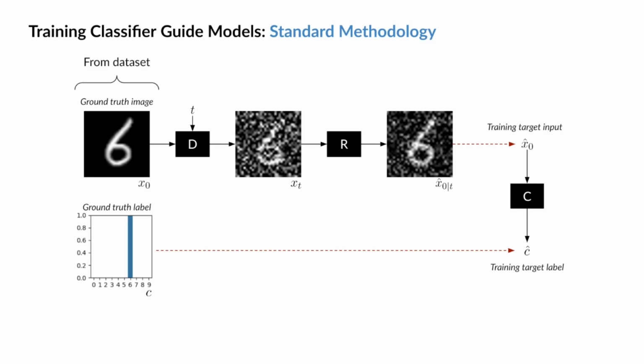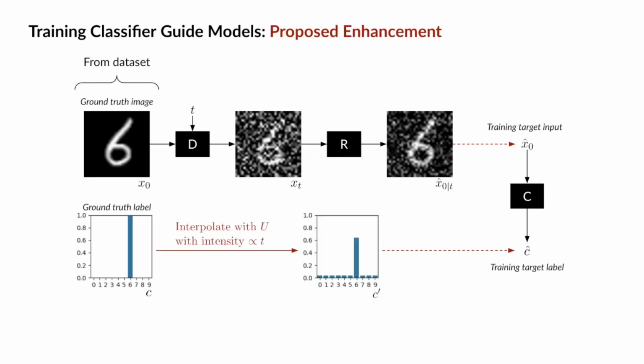What we do is we pick a random intensity t, or timestep t, and we degrade this image, and then we reconstruct this image again using the degradation and reconstruction functions respectively. In this way we get this predicted intermediary image sample, and we set that as the training target for the input. And we set the ground truth label as the training target for the label. So this is the standard methodology. This is what we propose.